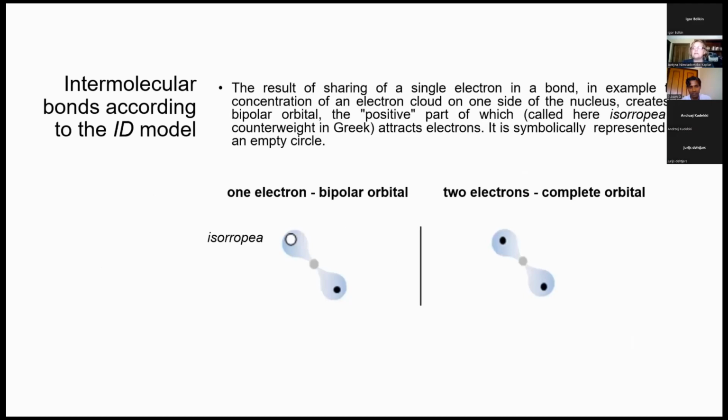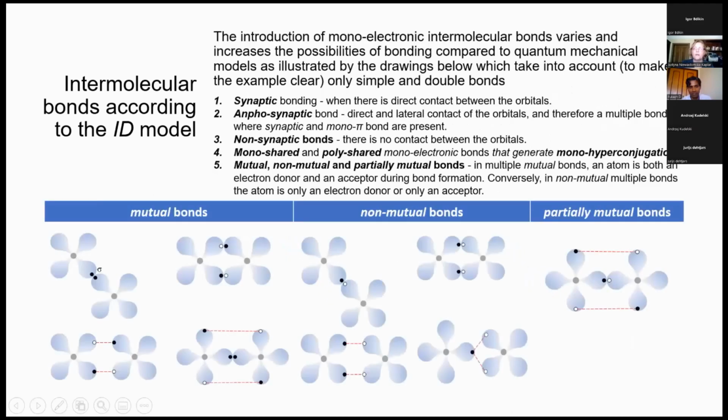The result of sharing a single electron in a bond creates the bipolar orbital, the positive part of which attracts an electron. Intermolecular bonds, according to the ID model, are synaptic bonds when there is direct contact between the orbitals; non-synaptic bonds when there is no contact between the orbitals; amphosynaptic bonds, with direct and lateral contact; monoshared and polyshared bonds that generate monohyperconjugation; and mutual, non-mutual, and partially mutual bonds, when an atom is donor and acceptor, or only donor, or only acceptor of electrons.